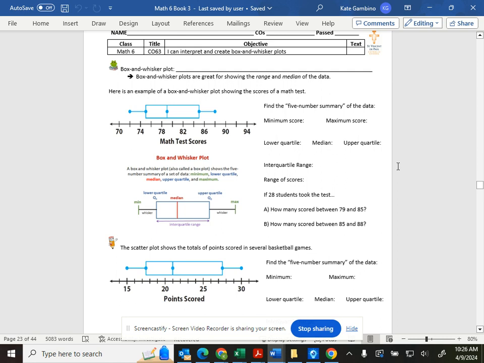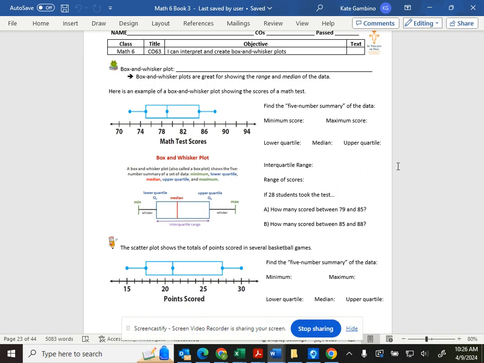Good morning. Today we are working on CO63. I can interpret and create box and whisker plots. This is another new type of graph, and it's more complicated than the stem and leaf that we learned yesterday.